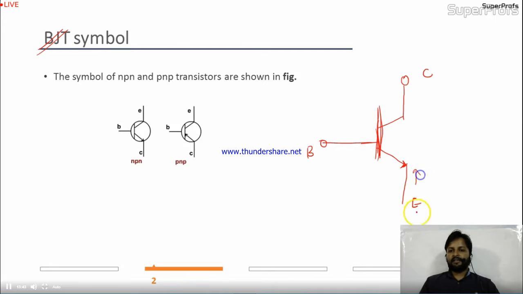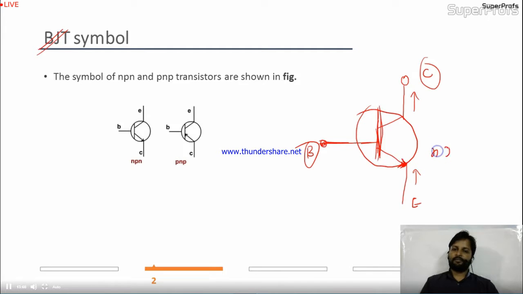See what is going on. You are applying the current into the emitter. The current is coming to the collector, but you are controlling it by the base, right? For the BJT, if you encircle this arrow and it is coming out, this is an NPN transistor. If the arrow is going inside, I'll call it a PNP transistor. Okay, so we'll see about this.